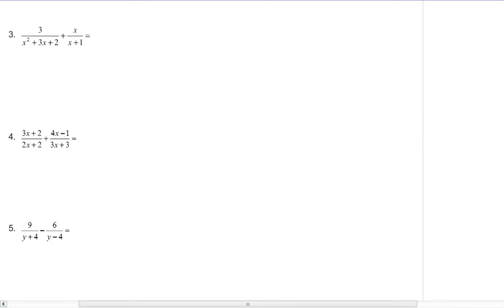The next ones, number 3, number 4, and number 5, you can see that the denominators look a little bit different. These are ones that we will have to factor, and I'll help you out by factoring them for you. For number 3, the two factors that we split this up into are x plus 1 and x plus 2. This second one is just x plus 1.